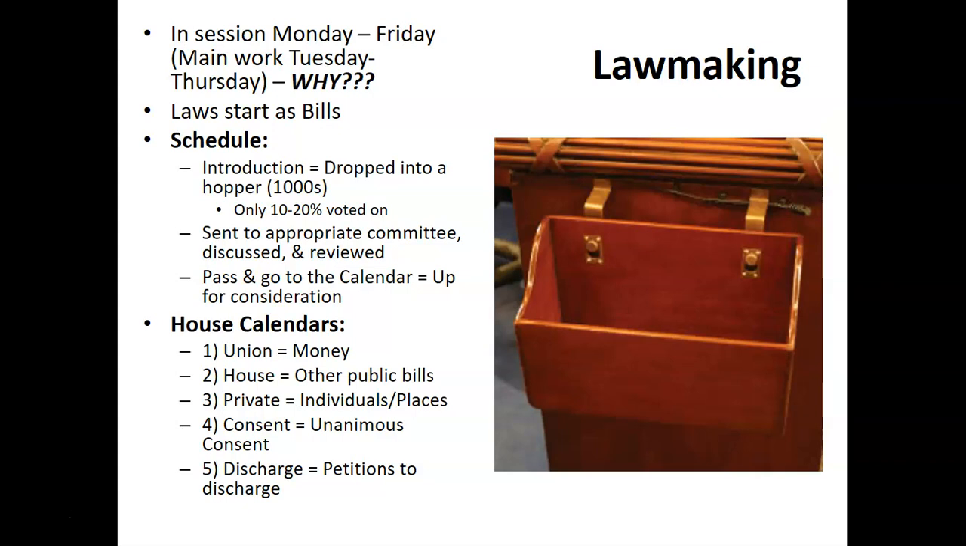And the House has many calendars. Here's just a few. You have the Union calendar, which deals with money. House, which deals with any other public funding bills. Private calendars, which deal with any places or individuals. You have the consent calendar, which is things that deal with unanimous consent. Pretty straightforward stuff. And then you have the discharge calendar, where they talk about petitions to discharge, which are typically ones that have been on the books for so long they're going to try to get rid of them.